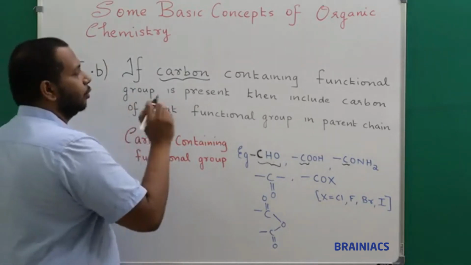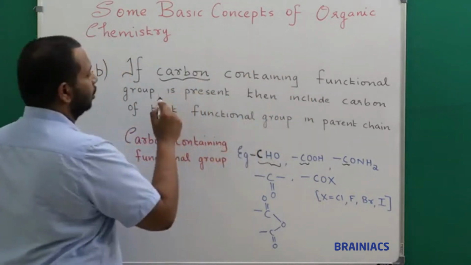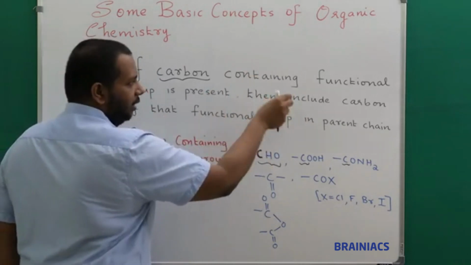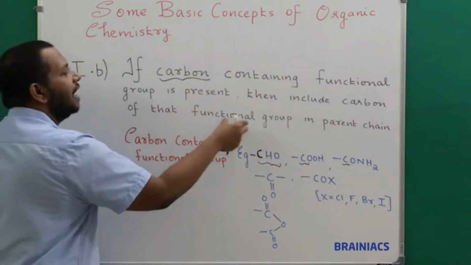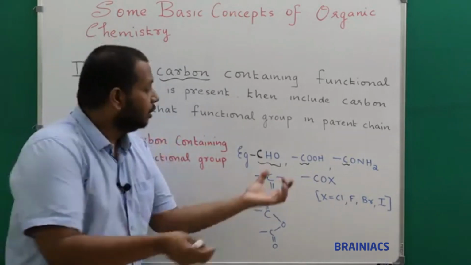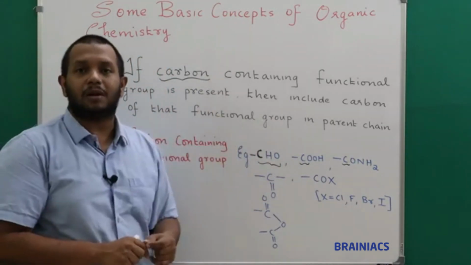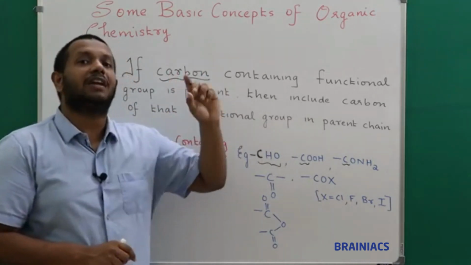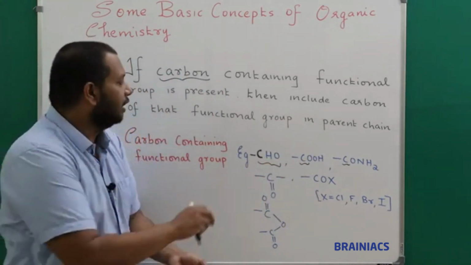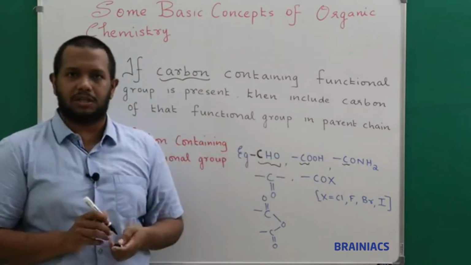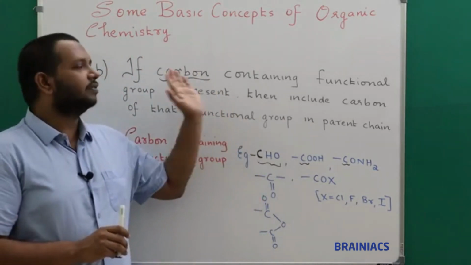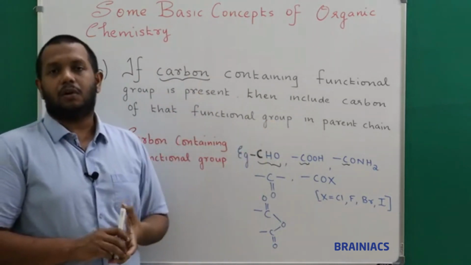Now what the rule says, we will go through it one more time. If a carbon containing functional group is present, then what you need to do? Then mandatorily include the carbon of that functional group in your parent chain. So when you are selecting the parent carbon chain, you need to include this functional group also. In the previous examples, you have seen that the OH group was not included. Why? Because it does not have a carbon. Now if the functional group has a carbon, then you should mandatorily include this carbon also in your parent carbon chain. This is what the rule is stating. I hope you got a rough idea. We will go through the examples and confirm this.